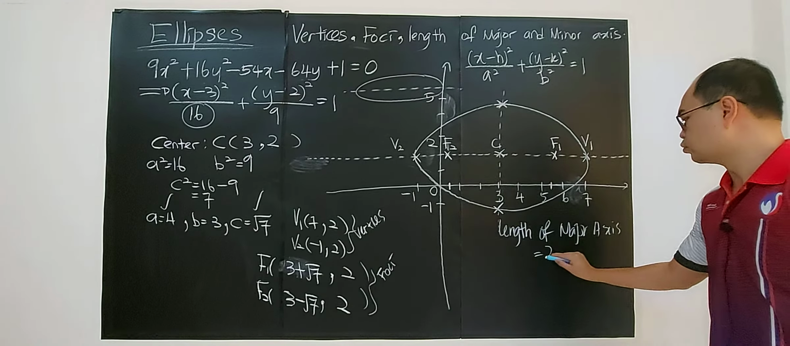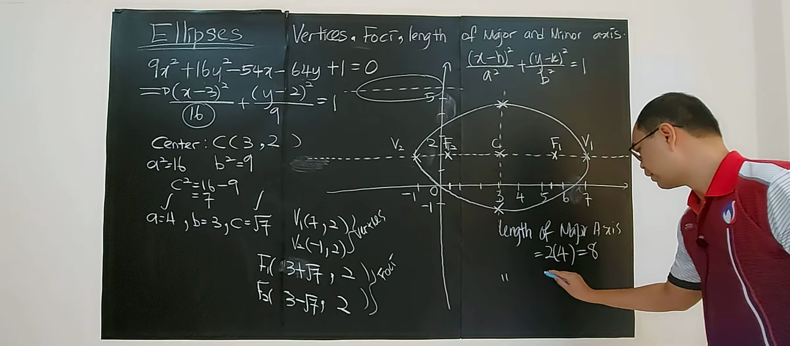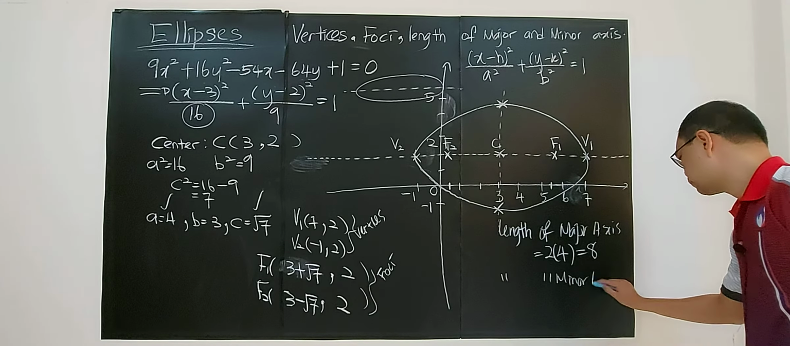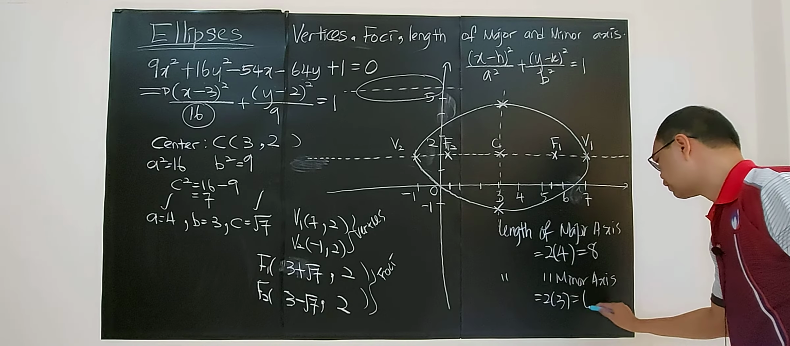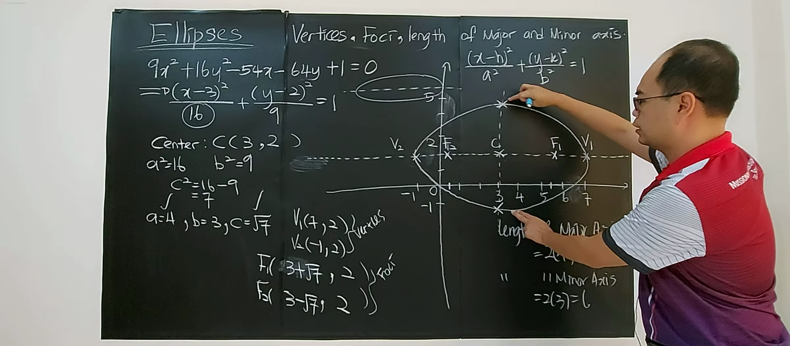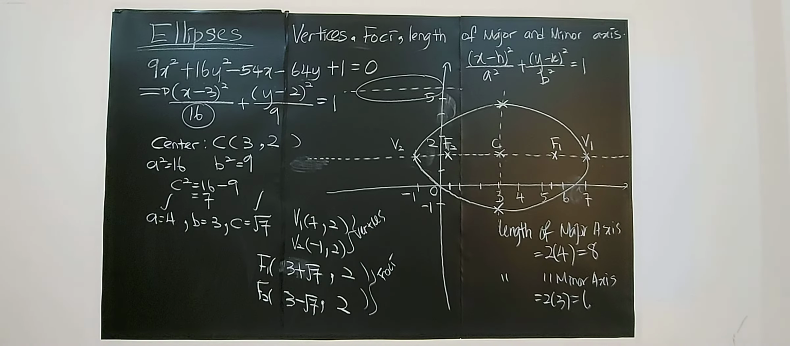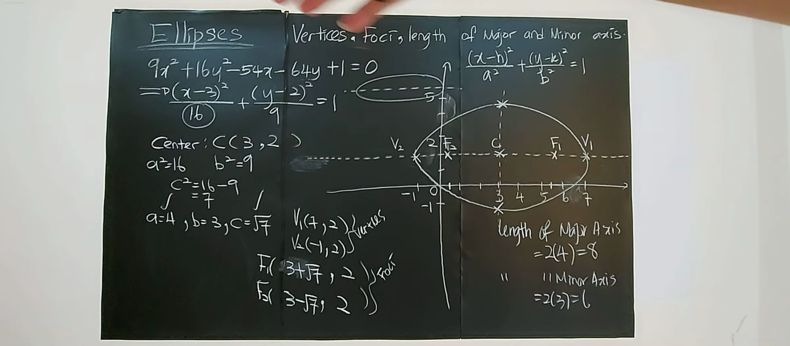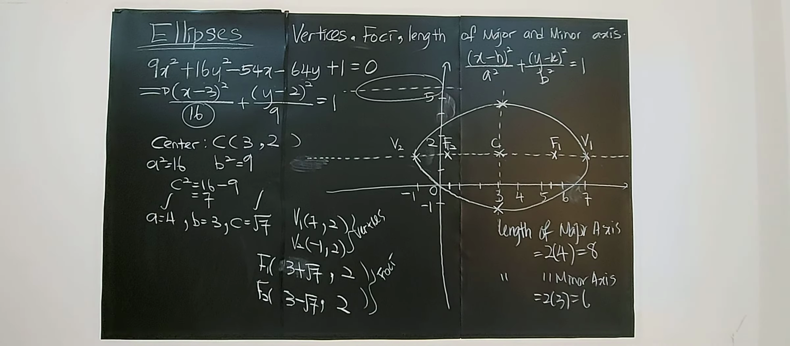So the length of the major axis is 2 times 4, which is 8 units. And the length of the minor axis is equal to 2 times 3, which is 6. So I think for this video, I have already shown you how to sketch the graph starting from the general equation of the ellipse. Alright, see you in the next video for another type of ellipse.